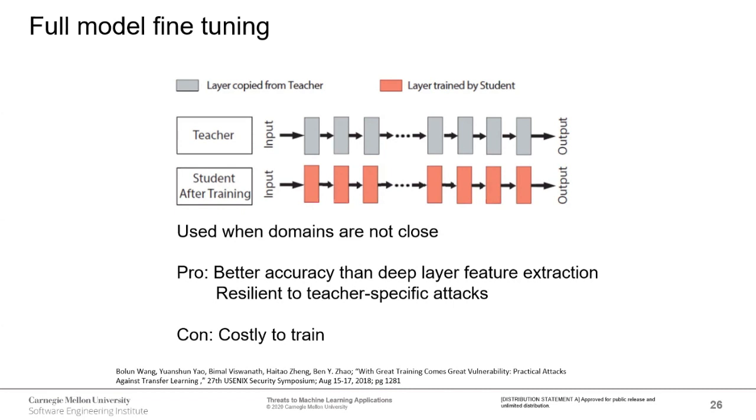You get a much better accuracy than just changing the backend layers, and it's far more resilient to these teacher-specific attacks that we talked about earlier. But this is really costly to train. Yes, you do save all the initial amounts, but you are still training many, many layers, many, many parameters.